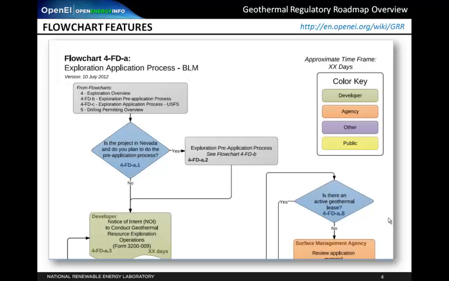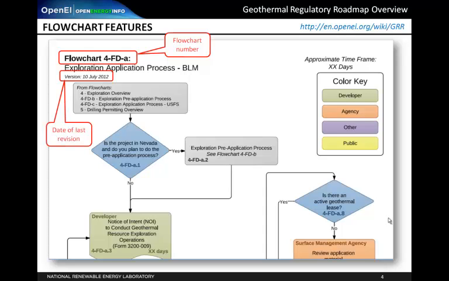Let's take a look at a flowchart and walk through some of its features. At the top, each flowchart has been assigned a flowchart number. The first part of the number indicates the section of the roadmap that contains the flowchart. In this example, the flowchart appears in Section 4. The second part of the number is a 2-letter code indicating the jurisdiction of the flowchart. In this example, the FD indicates that this flowchart outlines a federal process. The third part of the number is 1 lowercase letter used to numerically order the flowcharts in a given section. In this example, the A indicates it is the first flowchart listed in Section 4 for the federal section.